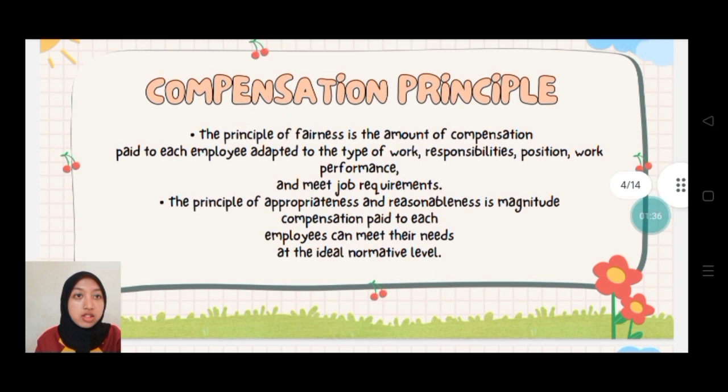Okay, next slide, compensation principle. The principle of fairness is that the amount of compensation paid to each employee is adapted to the type of work, responsibilities, positions, work performance, and meeting job requirements. The principle of appropriateness and reasonableness is that the magnitude of compensation paid to each employee can meet their needs at the ideal normative level.